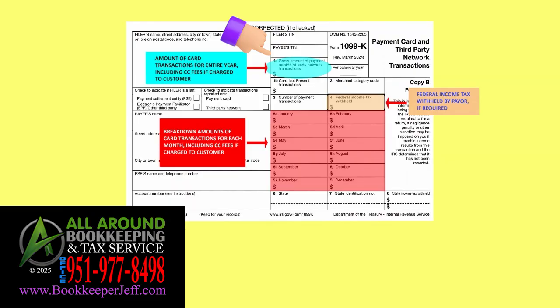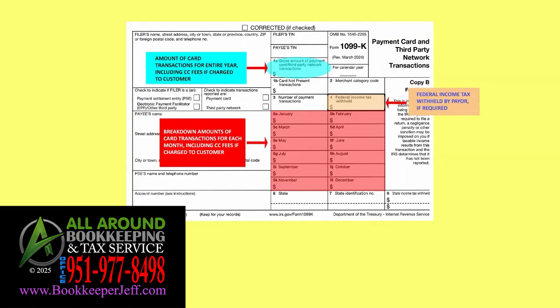If you have different processors, you should receive a 1099-K from each processor. The next box you would be concerned with is box 4, which is federal income tax withheld by the payor if required. So it depends on your payment processor. If income tax is withheld, a lot of times this box will simply be blank and you do not need to worry about it.